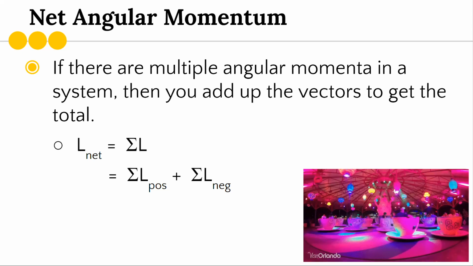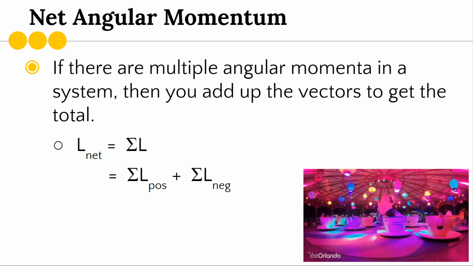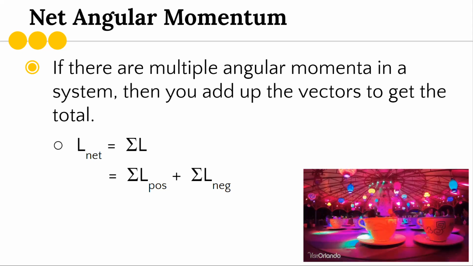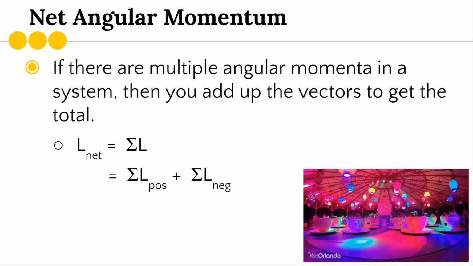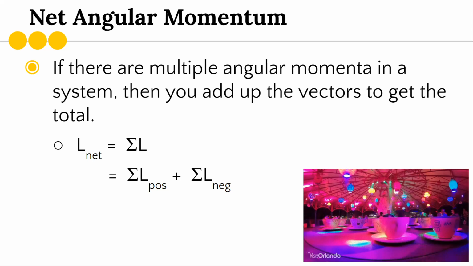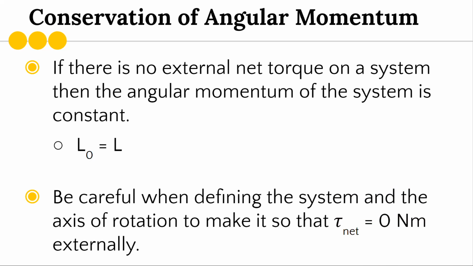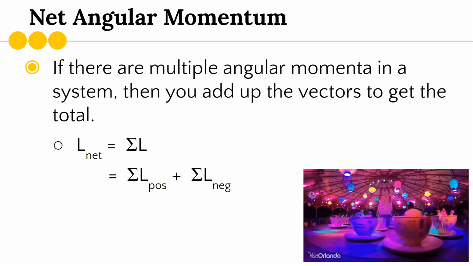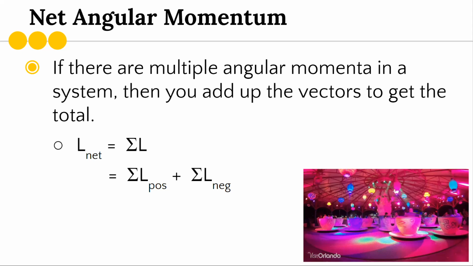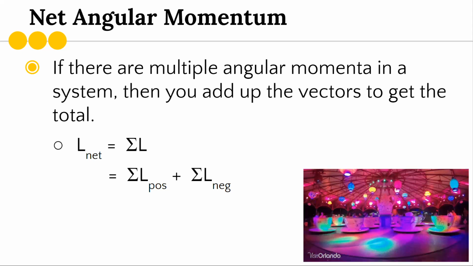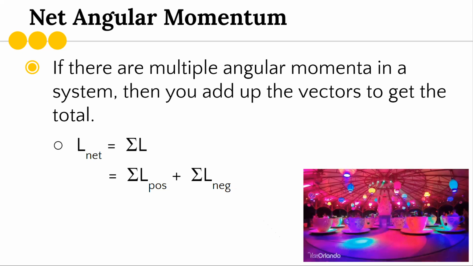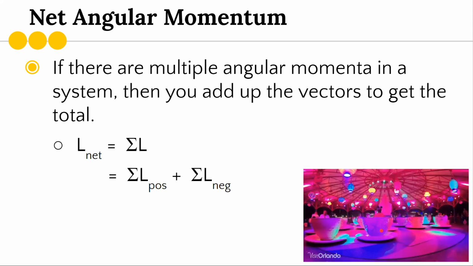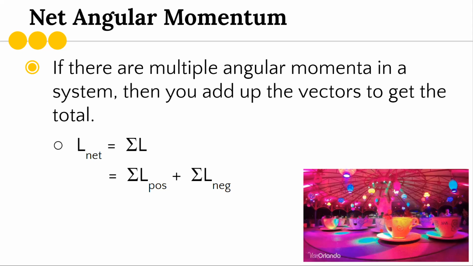And so it's the same process we've used anytime we have found net anything. Get the sum of the positive direction and then add to it the sum of the negative direction, keeping in mind that that direction is usually denoted by a sign. So you'll have to define what positive and negative are. So again, if you have multiple angular momenta like you would have in this teacup ride, because there's a lot of different things spinning in a lot of different directions, then you could add them up to get the total.